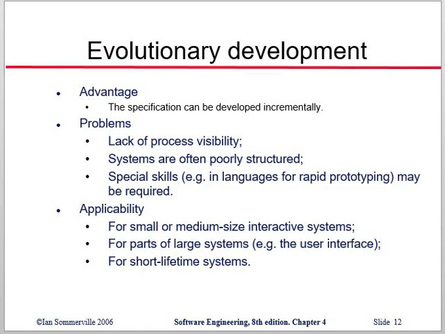The specifications can be developed incrementally. This one is the advantage of evolutionary development. The problems here are lack of process visibility, systems are often poorly structured, and special skills are needed. Applications are small and medium size interactive systems, parts of large systems, and short lifetime systems.